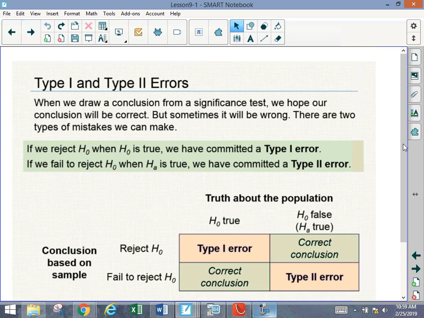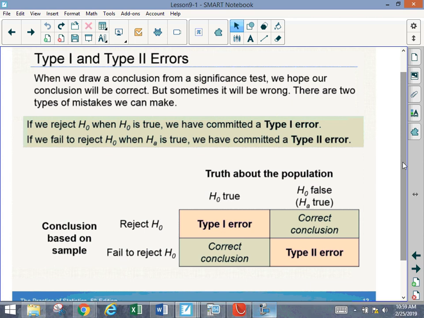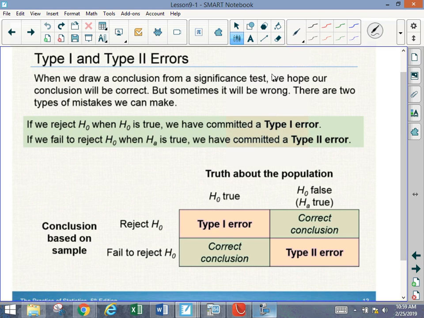All right, you must actually memorize these. You've got to know the difference between a type 1 error and a type 2 error, okay? This is how I remember it. A type 1 error is you reject the null hypothesis when the null hypothesis is true, okay? A type 2 is when you fail to reject the null hypothesis when the alternative hypothesis is true, okay?